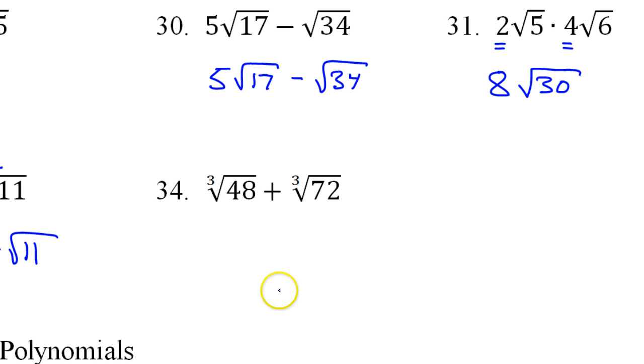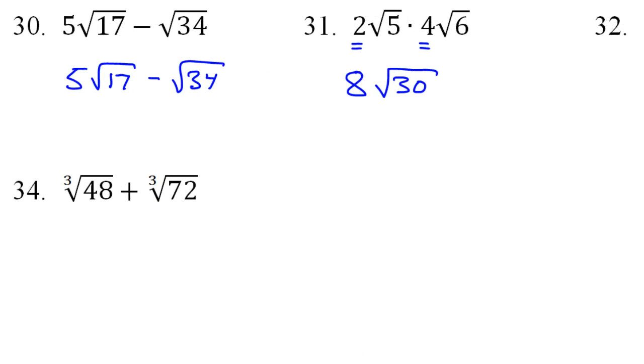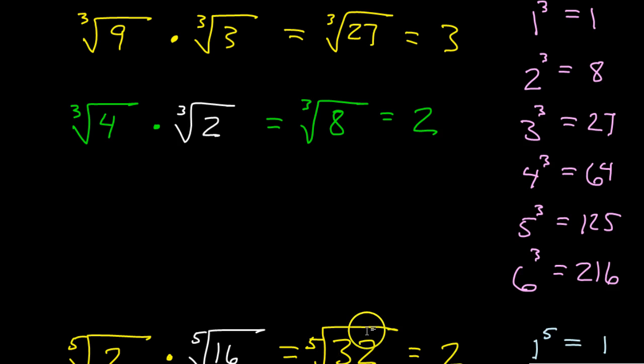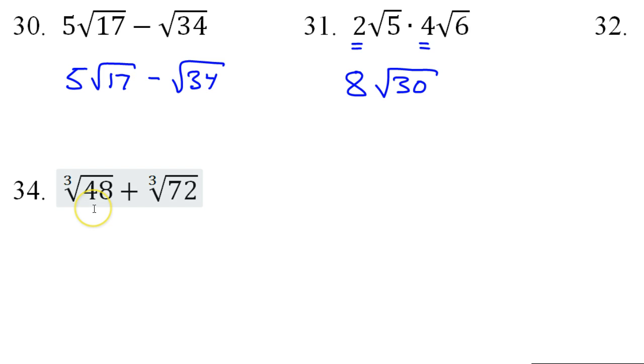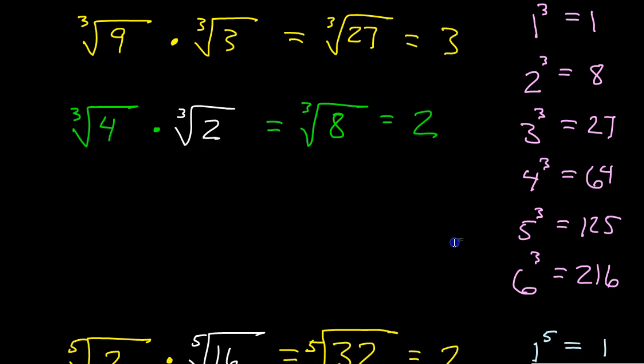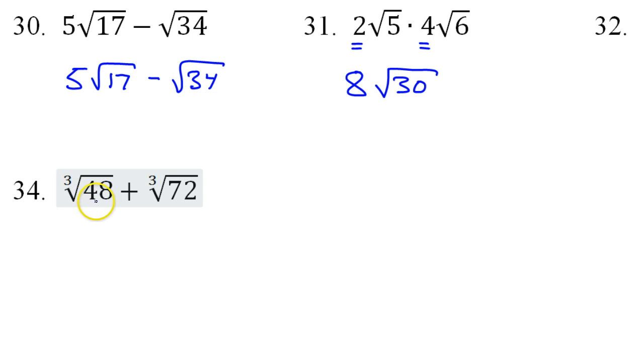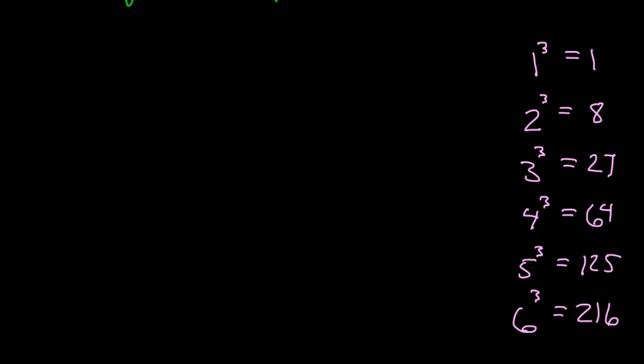Now, alright, number 34 is on another level because we have to simplify these things. So let's learn how to do that. Okay, so we're dealing with cube root. So let's get back to a place where we have the perfect cubes written on the side of the paper. Alright, so first we got the cube root of 48. Okay, so let's deal with that. The cube root of 48. Now, we need to simplify this down, is the thing, alright?